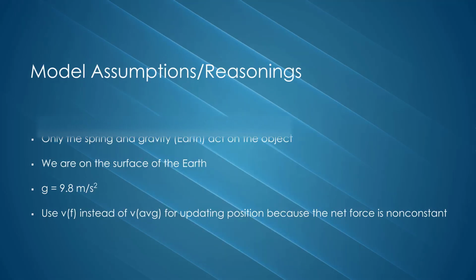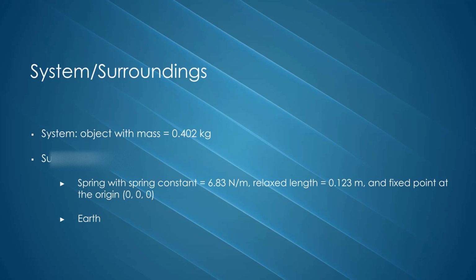Our assumption for the model is that only the spring and gravity, which is the Earth, will be acting on our object, and we're on the surface of the Earth, and we will be using a final velocity instead of average velocity for our position update formula because our net force is not constant. So our system is just an object, and our surroundings are the spring and the Earth.